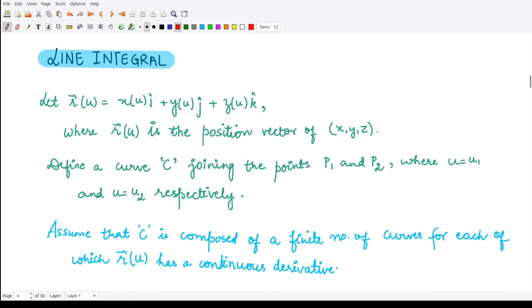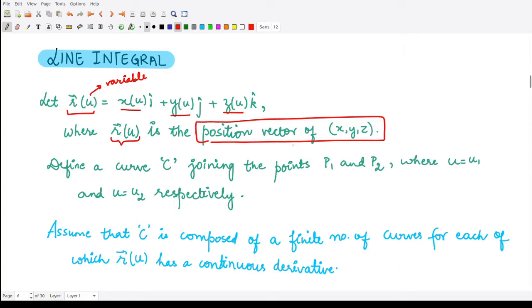So suppose you are given some vector r of u, which is a function of u. Here u is the given variable and this is a vector quantity. We have the components of this vector r of u as x of u i cap, y of u j cap and z of u k cap. So we can say this r of u represents the position vector for any point x, y, z.